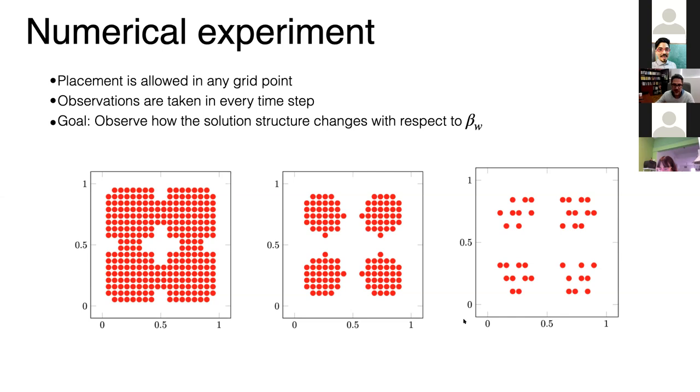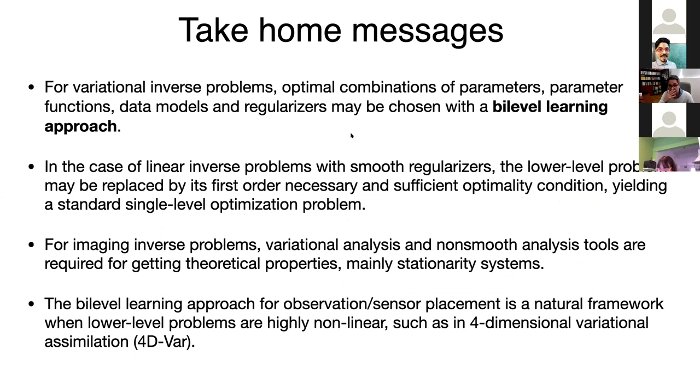So let me come to the conclusions. First of all, for variational inverse problems, which are the ones that we are considering, the optimal combinations of parameters, parameter functions, data models, and so on, may be chosen with a bi-level learning approach. In the case of linear inverse problems, this is a very nice tool, because then you have a necessary and sufficient optimality condition, and you can replace the bi-level problem with a single level. For imaging inverse problems, the task is a little more difficult, because you need different tools like variational analysis and non-smooth analysis to get some sort of stationarity systems. And of course, the most difficult is related to the nonlinearity in the constraints, mainly the four-dimensional variational assimilation problems, where that causes many troubles for obtaining results. And with that, I thank you for your attention.